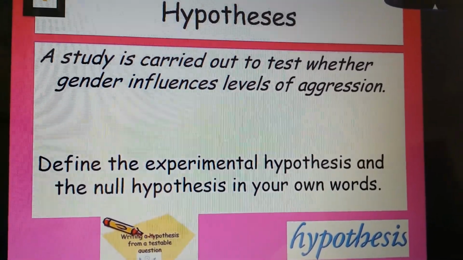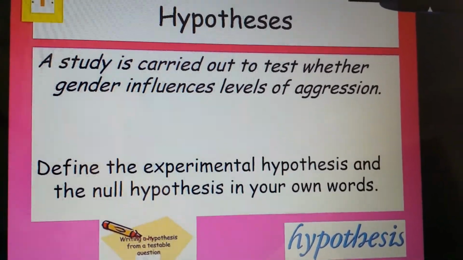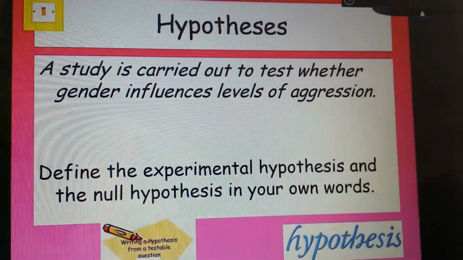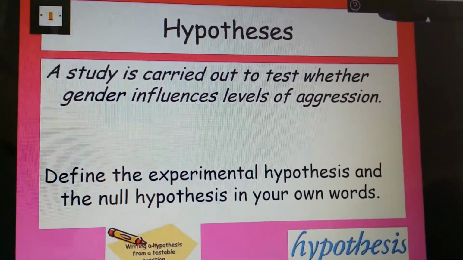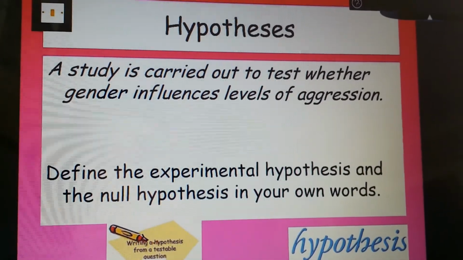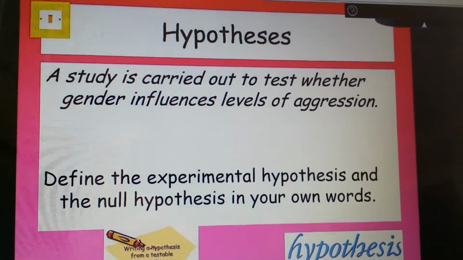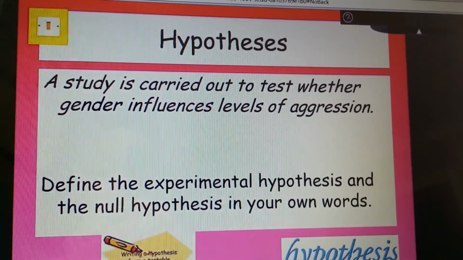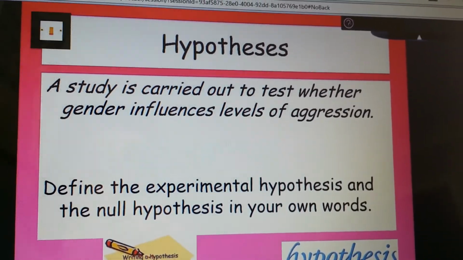Make sure that you can write the experimental hypothesis and the null hypothesis for this in your own words. So an experimental hypothesis would be males will be more aggressive than females. Females will be less aggressive than males. Or it could be there will be no difference in gender and levels of aggression.